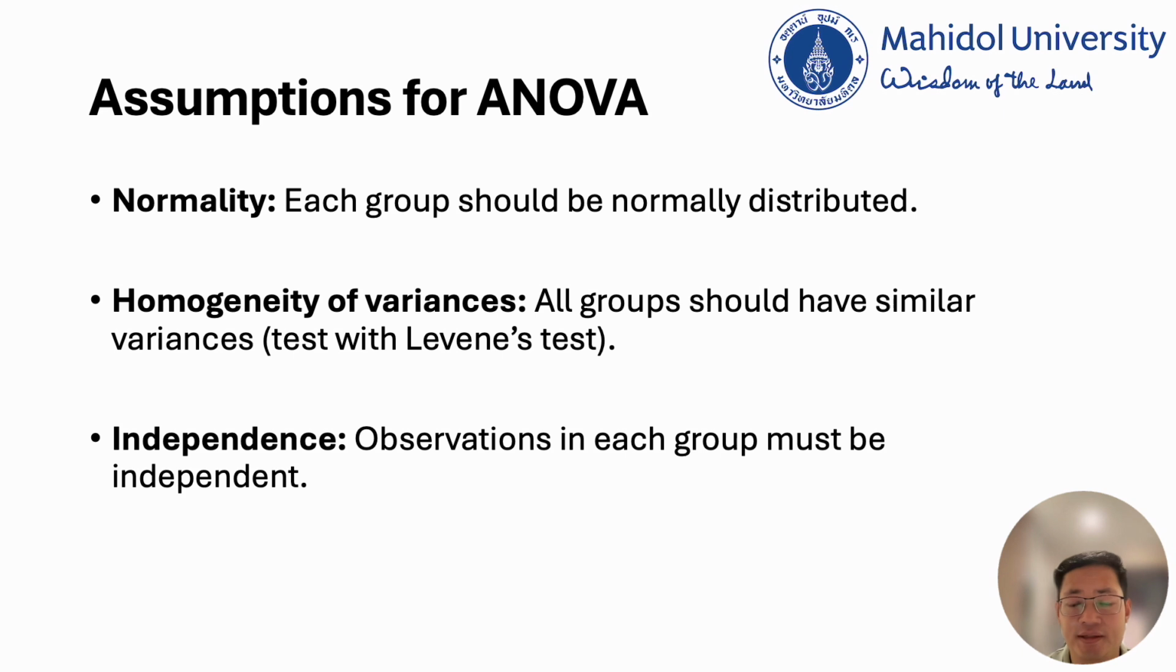Just like the t-test, ANOVA also has key assumptions. First, normality. Each group's data should follow a normal distribution. Second, homogeneity of variances. All groups should have roughly the same spread. This can again be tested with Levene's test. Third, observations should be independent, meaning the data points in one group should not be related to those in another group. Violating these assumptions can lead to incorrect conclusions.